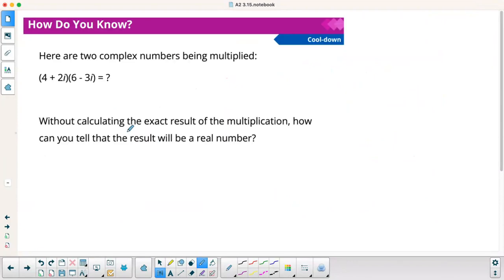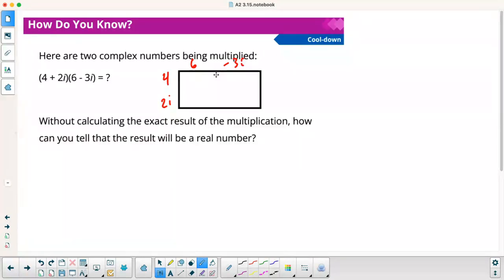And here's the last one. Here are two complex numbers being multiplied. Without calculating the exact result of the multiplication, how can you tell that the result will be a real number? I'm not going to multiply the whole thing out, but I'm going to set up a box here so that you can see you're multiplying.